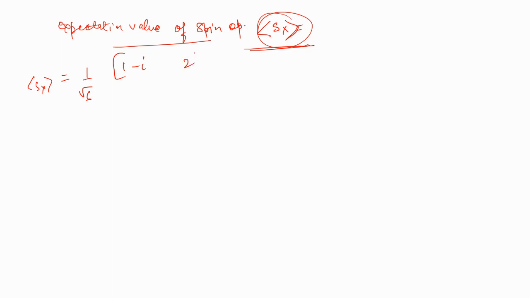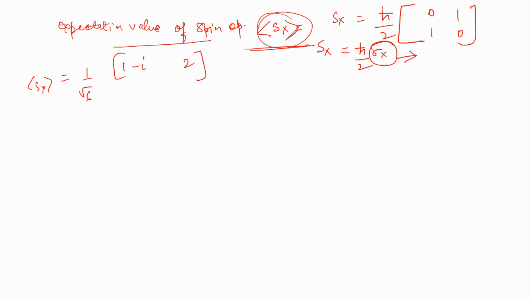1 minus iota 2. And you know this Sx, h cross by 2, the formula for it is (0 1; 1 0). This Sx is h cross by 2 into the Pauli spin matrix. This sigma x is the Pauli spin matrix along the x direction. So h cross by 2, (0 1; 1 0), then 1 upon root 6, (1 minus iota, 2). Do it.